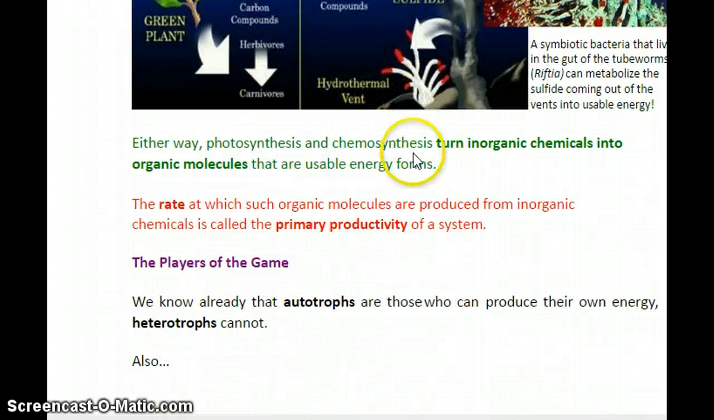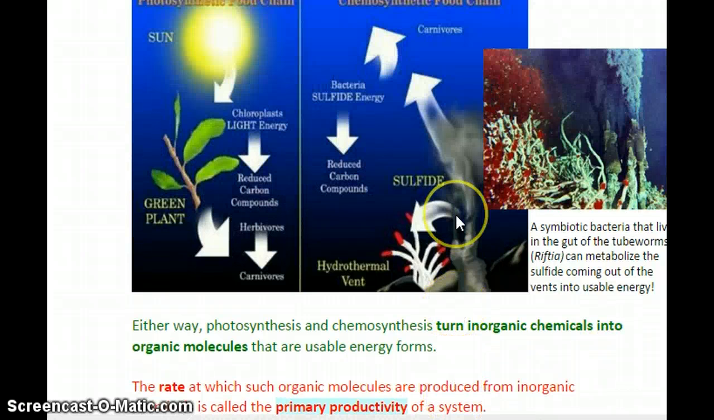So in both cases, the process is turning inorganic chemicals into organic molecules. And so there are ways of studying the rate at which this occurs. Biologists that are interested in energy in ecosystems are interested in the total primary productivity of a system, and that's basically measuring the rate at which food is created by these organisms. So it's pretty incredible, and it's neat to be able to trace molecules through a system.